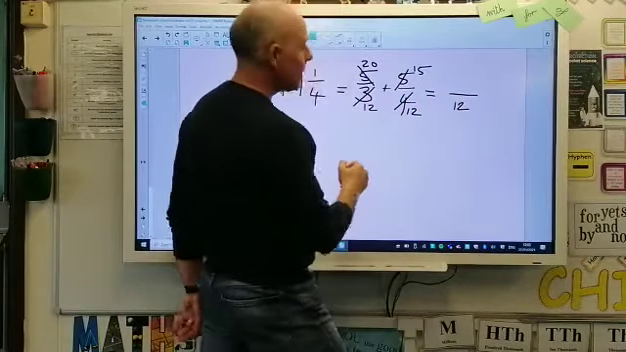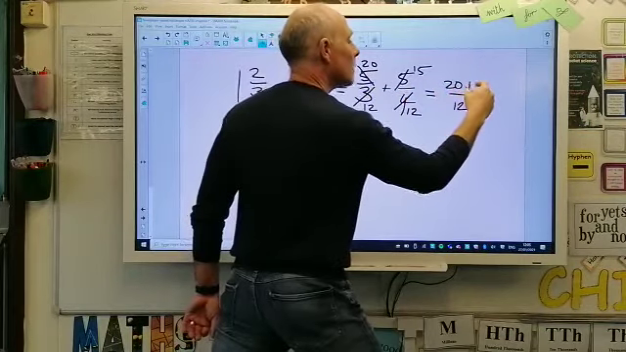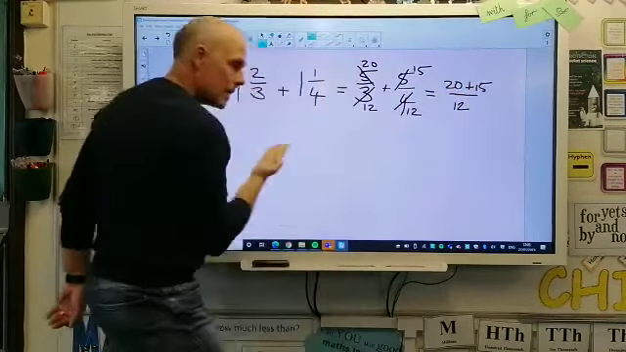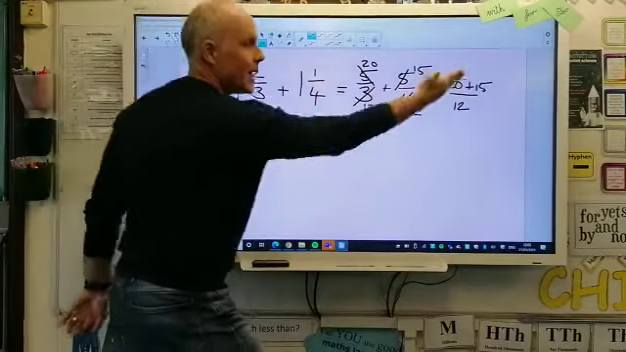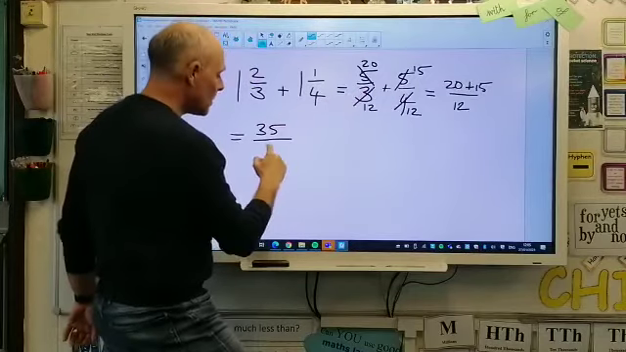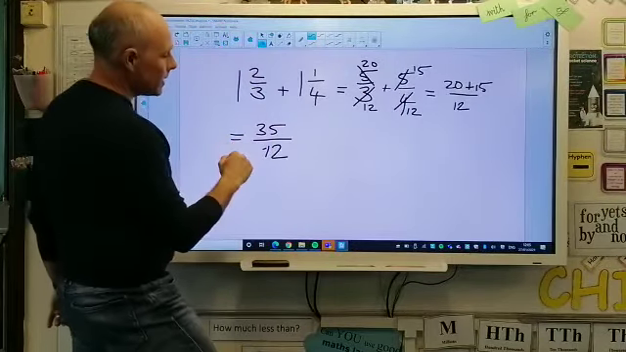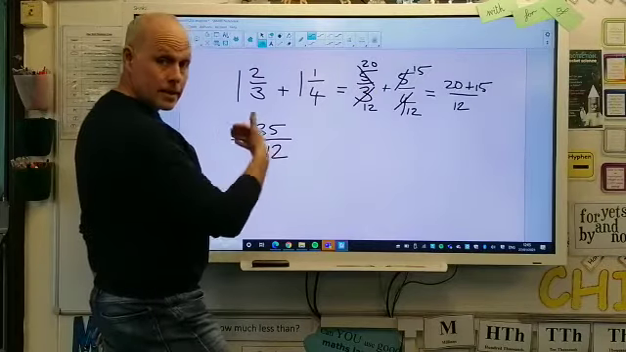Put our 12 underneath. It's getting a bit squashed. 20 add 15. I'm going to bring it down here now. So 20 add 15 is 35 over 12. Ignore that little line there. Now that's an improper fraction.